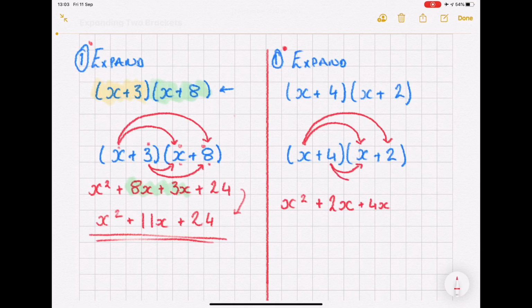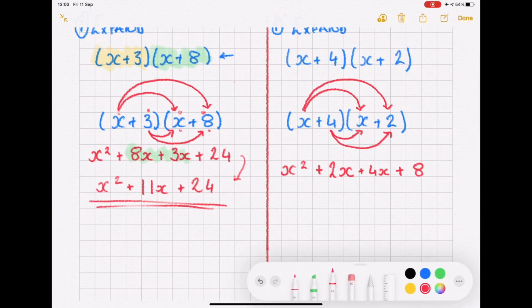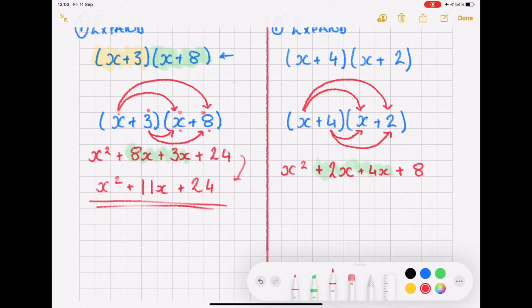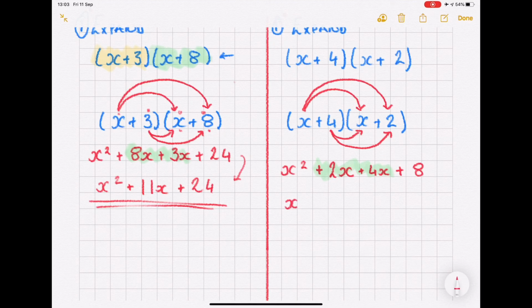Let's take our second term and multiply it by the second term in the other bracket. So positive 4 times positive 2, positive 8. So now this looks good, but we can simplify it by adding those two terms together. So we end up with x squared plus 6x plus 8.